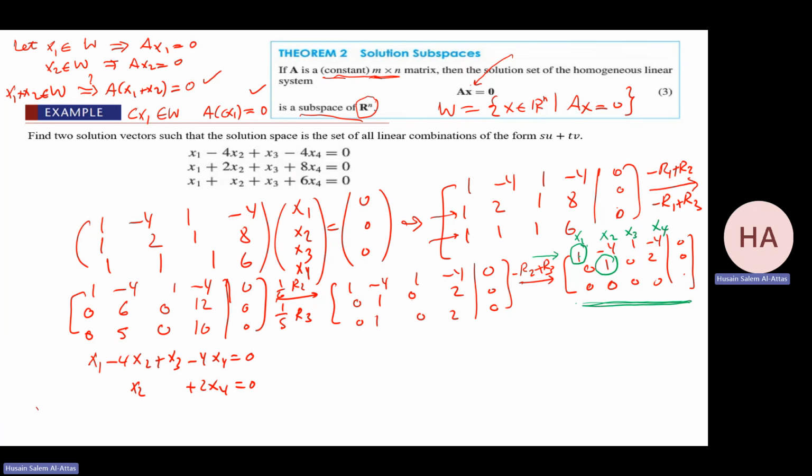Since this one is with x1 and this one with x2, that means x1 and x2 are called leading variables. I don't have other ones. And the rest are called free variables. When I say they are free variables, it means I can choose any value for those free variables. So I let x3 be t and x4 be s.